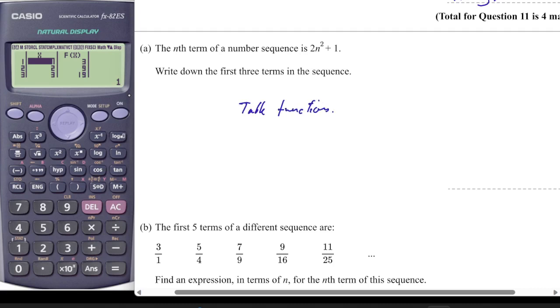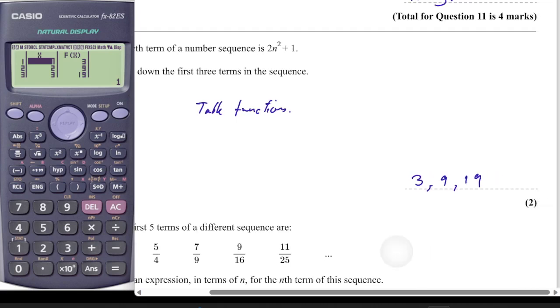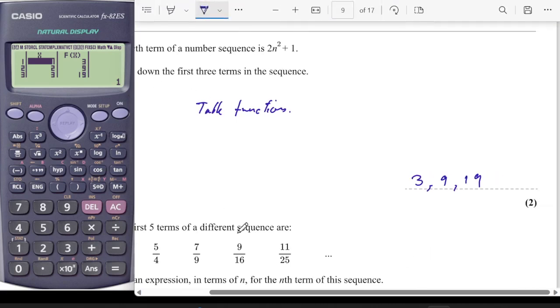So I've just written table function to imply to my examiner that I've used the table function on my calculator for this question. The reason I've done that is if I just write the answer down without saying that I've used the table function, my examiner might think that I've just copied the answer off someone. If I've implied that I've used the table function on my calculator, then that's absolutely fine.